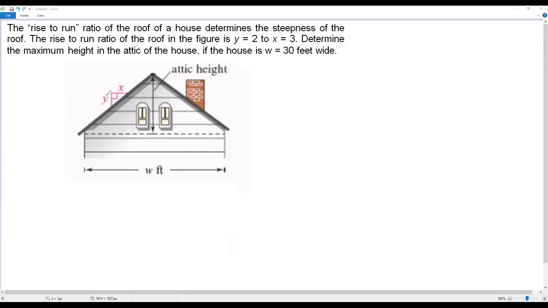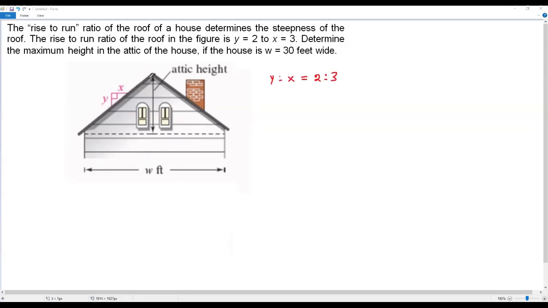Okay, here we have the rise to run ratio. That is y equals 2 gives a rise and x equals 3 gives a run. It's over here, rise, and this is run. So the rise to run ratio, that is y to x, equals 2 to 3.